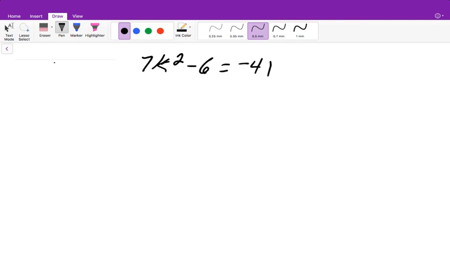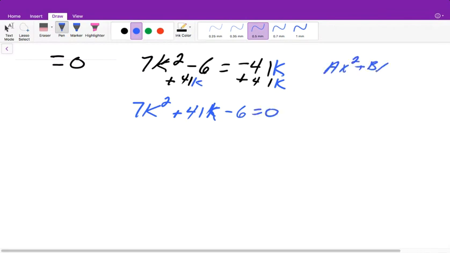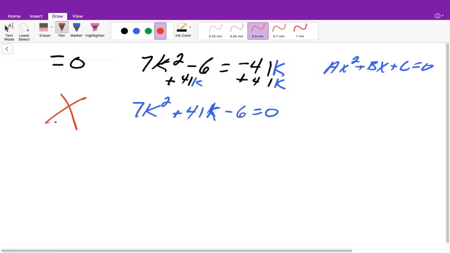All right, same thing. We want to set it equal to 0. We want our k squared to be positive. So we are just going to add over this 41. So I will then get 7k squared plus 41k minus 6 is equal to 0. Remember, we want this in standard form. Ax squared plus bx plus c is equal to 0. So you cannot put this 41k on the outside, or else you might mess up factoring. All right, then we're going to go ahead and draw our x. 7 times negative 6 is negative 42, and this is positive 41.